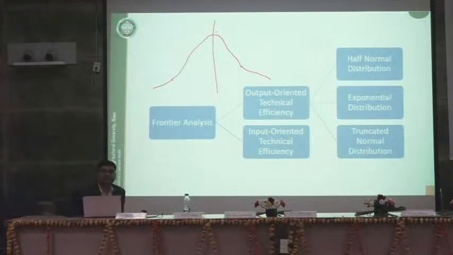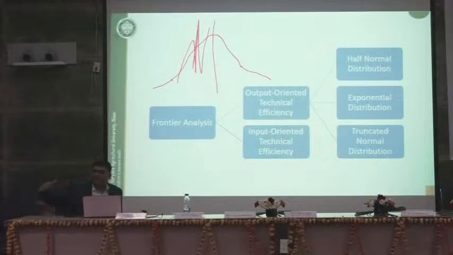How to check it? Simply draw the histogram. You will get the idea. So if your residuals are of this type, meaning half of the normal, and this part is not there, only half of the normal is there, then you have to use the half normal distribution. Then exponential means the graph looks like this, in exponentially decreasing order, or it may be increasing exponentially. Then you have to use the exponential distribution.